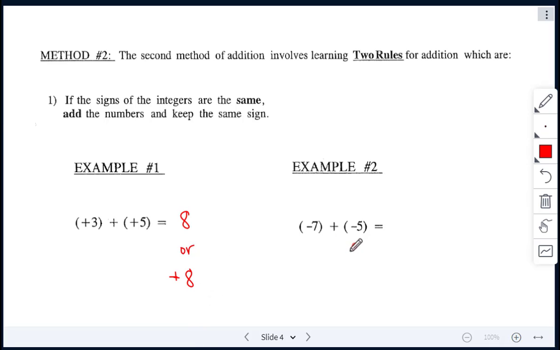All right, second example, we have negative plus a negative. So our rule says if the signs are the same, add the numbers and keep the same sign. So we're going to add 7 and 5, and we're going to keep the same sign, which is negative. So 7 plus 5 is 12, and we have to give it a negative because it's a negative plus a negative.